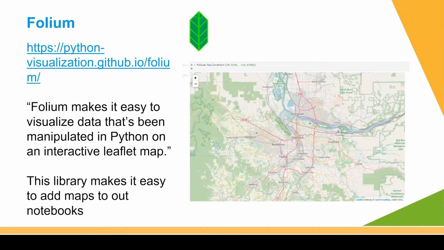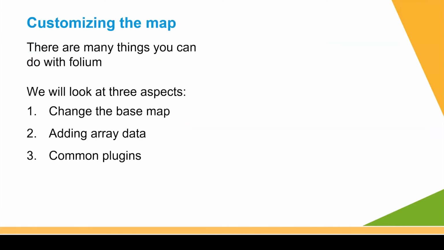In both of these, I have listed their homepage for the Leaflet library and for the Folium library. In their own words, Folium makes it easy to visualize data that's been manipulated in Python on an interactive map. Because we're in a Python environment, this is what we want to use to make it easy to visualize the data we're getting from the data cube on an interactive map in our Jupyter notebooks.